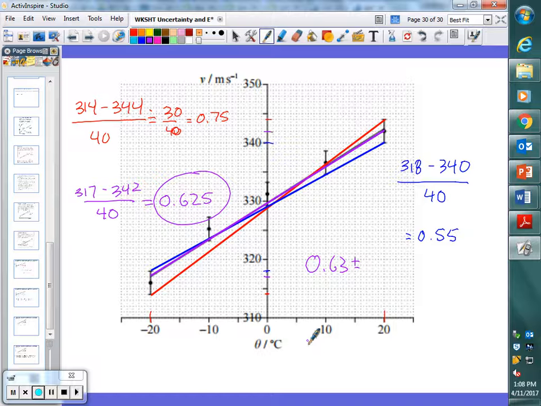So which one should we use? The bigger one, right? So use the bigger range. Okay. Say again? She's got it. Don't worry.